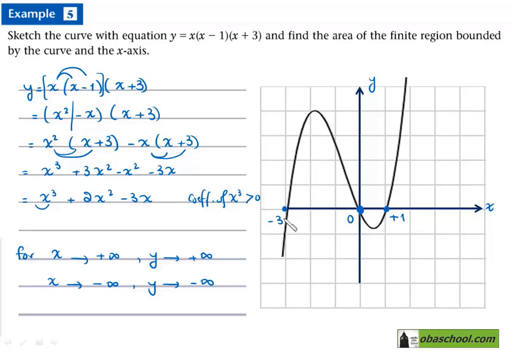In this way, we use the x-axis intercepts and we use the property of how the y changes along with the x. Now we finished the first part. In the upcoming tutorial, we will find the area of the finite region bounded by the curve and the x-axis.